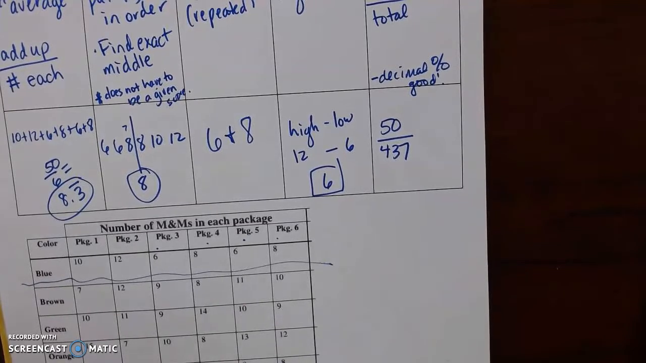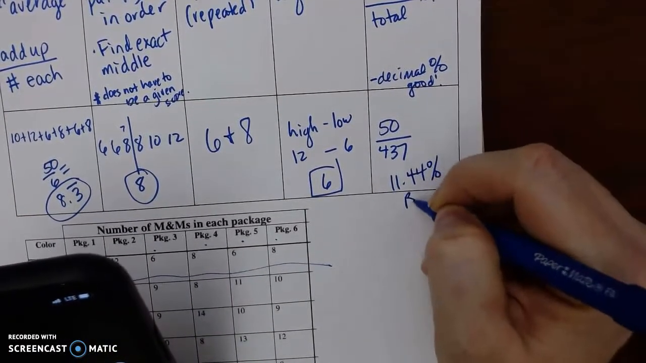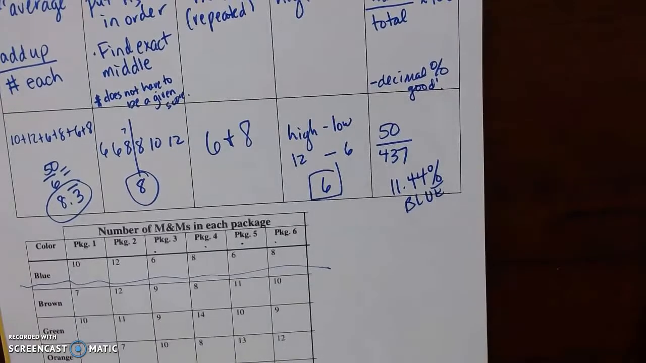So what do we have? 50 divided by 437 times 100. I got 11 point, I like two decimal places. And that's how many blue were in the class. Okay? So those are all the basics.